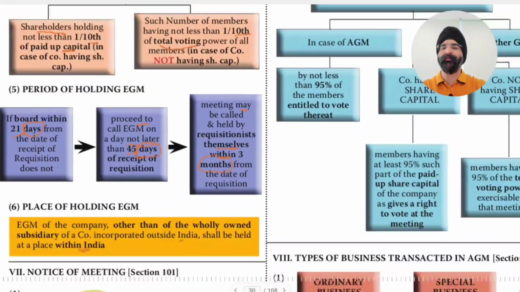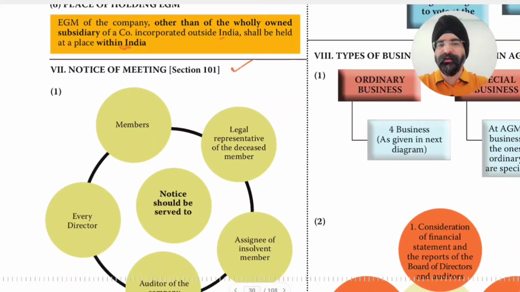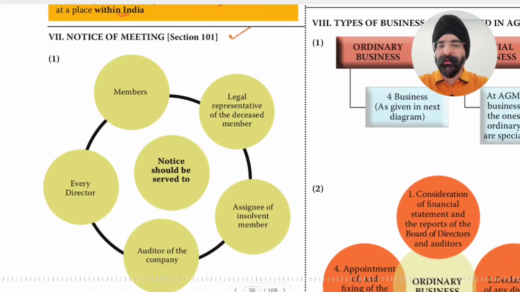Now, the EGM related section was section 100. Section 100 related to calling an EGM by requisitionists. Now, notice of meeting. Section 101 provides to whom notice of the general meeting should be served. Notice should be served to the members, obviously. Number two, the legal representative of a deceased member. If a member is dead, then his legal representative will be served with the notice of the meeting.